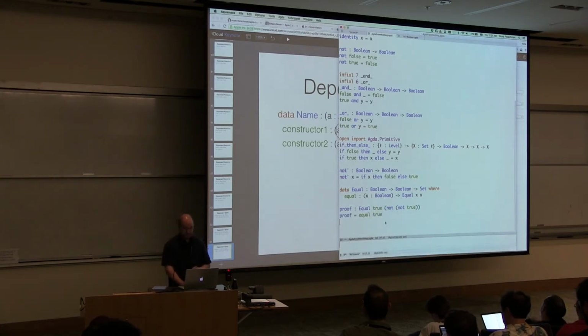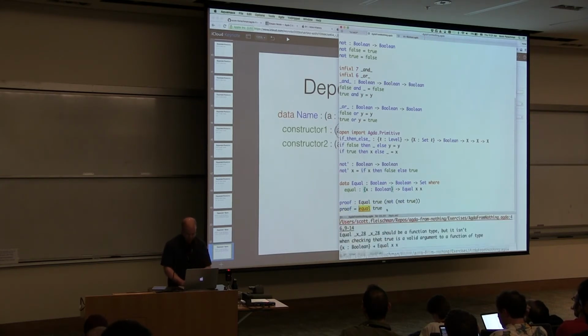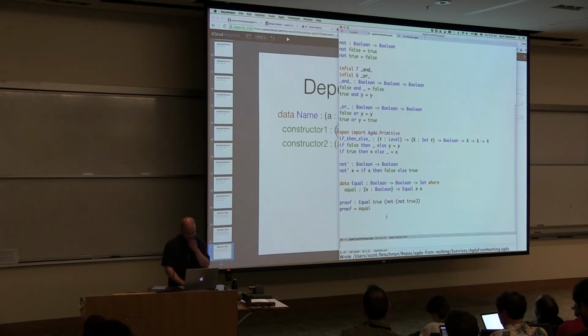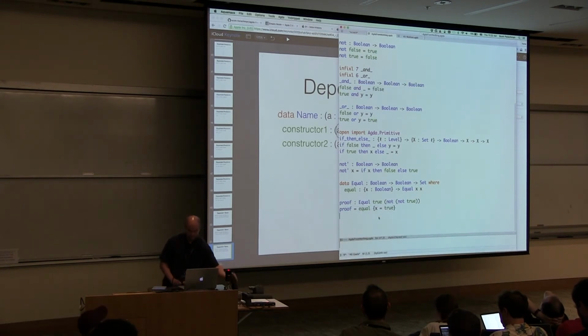So remember when I said things can be inferred? You're giving two values up here, so it can infer what the type of that is. And so now equal doesn't need a parameter anymore. But if Agda gets confused and it's not doing what you think, you can pass in true like that, or you can pass in x equals true if you really need to.